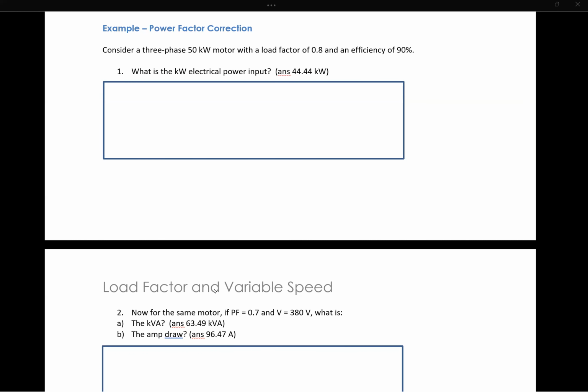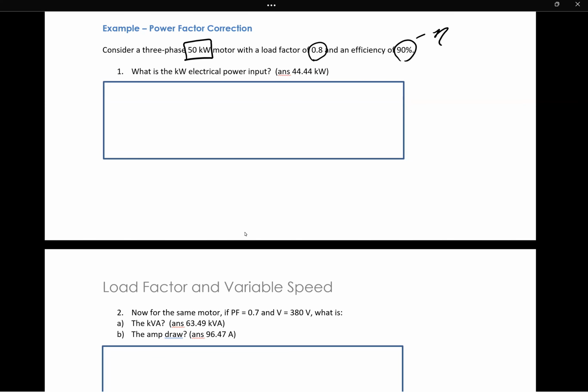This is an example of a power factor correction. So we're going to look at a typical motor. This is a 3-phase motor, and it has its nameplate. It's a 50 kilowatt motor, though it does have a load factor of 0.8. And when you purchase this motor, the rated efficiency of the motor is 90%.